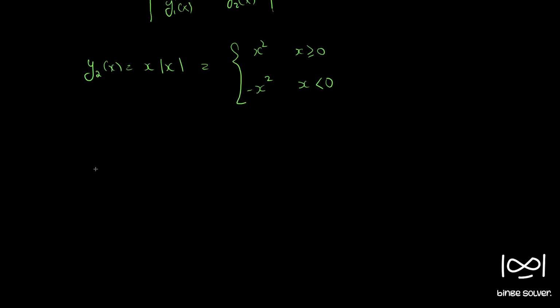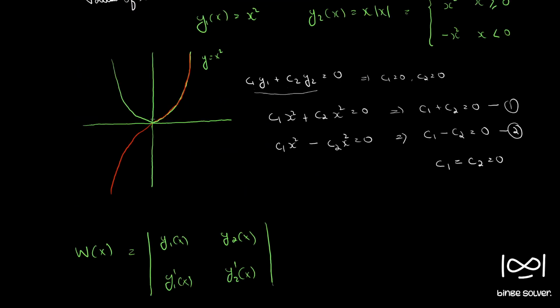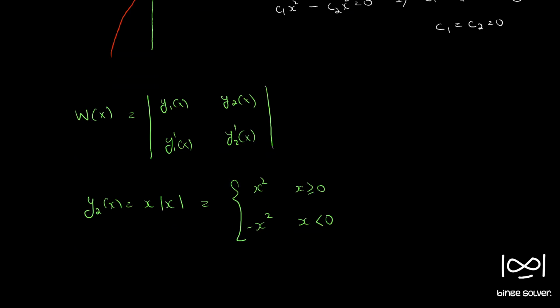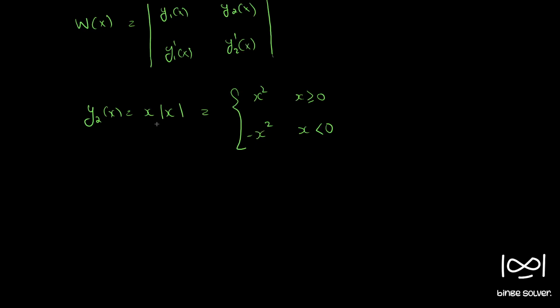So when we take the derivative, we can see that this function is smooth, and at x equal to 0 we can check whether the derivative exists. So y2 dash of x becomes 2x for x greater than 0 and minus 2x for x less than 0. The only confusion will be at point 0.